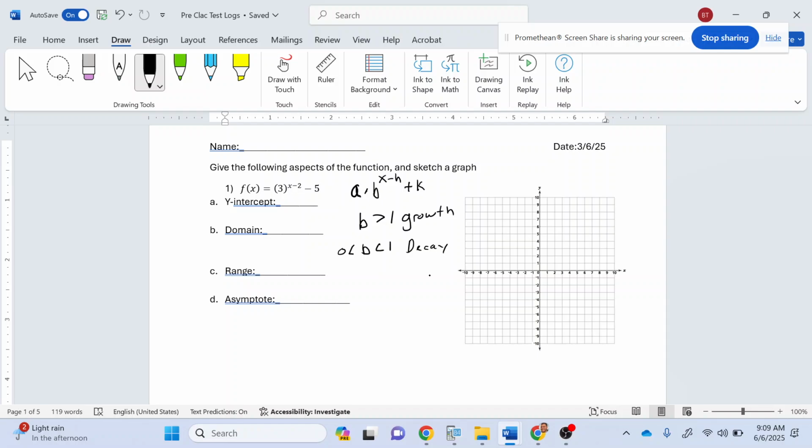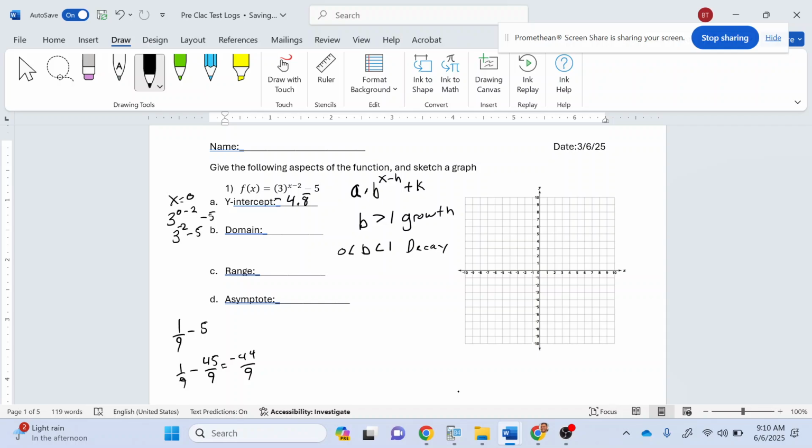All right, y-intercept. That's when you make x equal 0. So you do 3 to the 0 power minus 2, minus 5. 3 to the negative second power minus 5. In this case, that is going to be 1/9 minus 5. If you do it as a fraction, it'll be 1 over 9 minus 45 over 9, which is negative 44 over 9, which I believe is like negative 4.8 repeating.